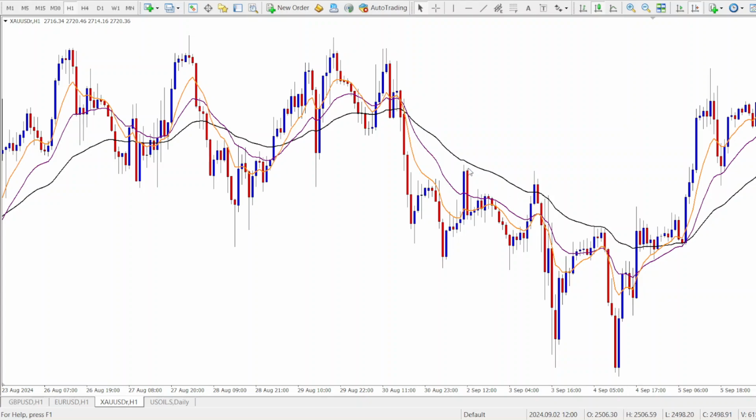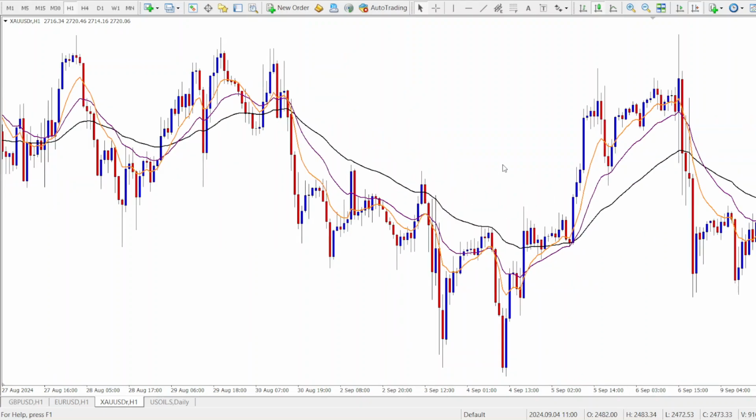So basically, the 50 EMA acts as the main trend indicator, while the 9 and 20 EMAs provide signals for faster market changes. While the 50 EMA gives us the direction of the trend, the 9 and 20 EMAs just provide signals for faster market changes because they are the ones that cross over the 50 to tell us when is the right time to buy and when is the right time to sell.